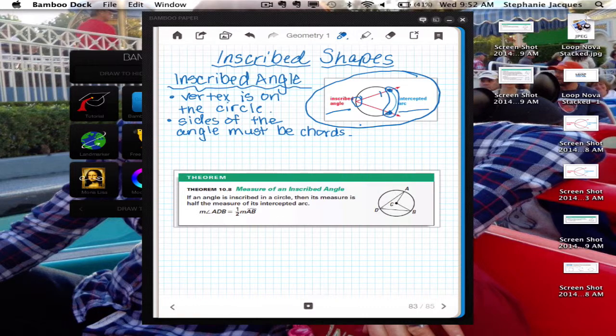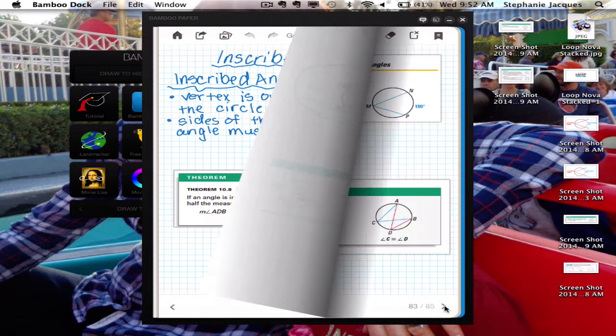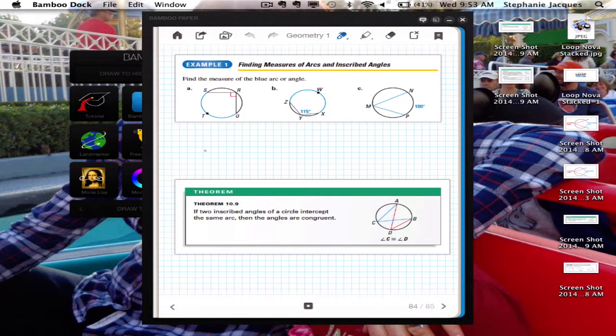And so let's say that this is 60. Then that arc would be 120 because this is half of whatever that is. So let's look at some examples with that. So I'm going to write my formula again. So the measurement of the angle is equal to half the measurement of the arc. And I'm just going to go like that because letters change.